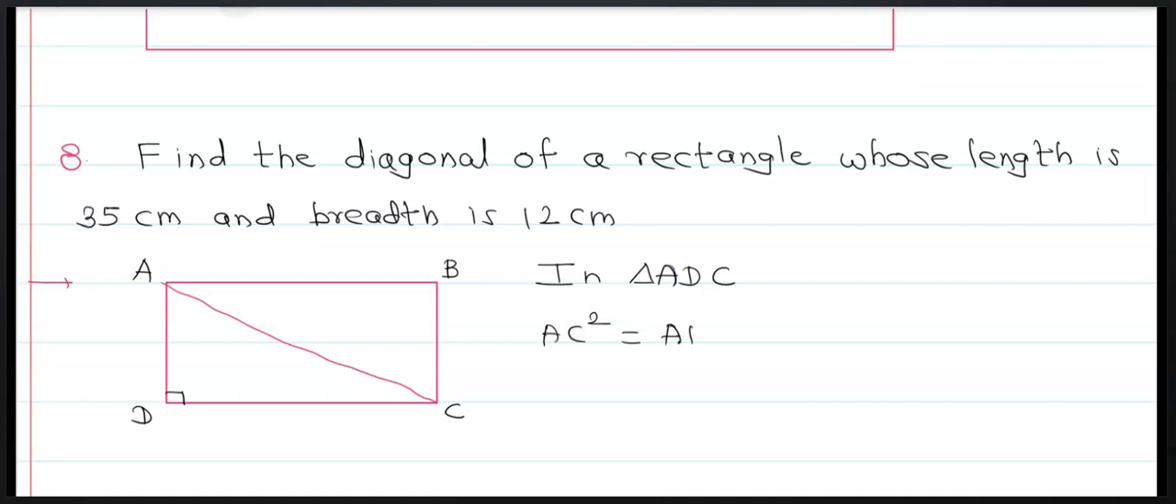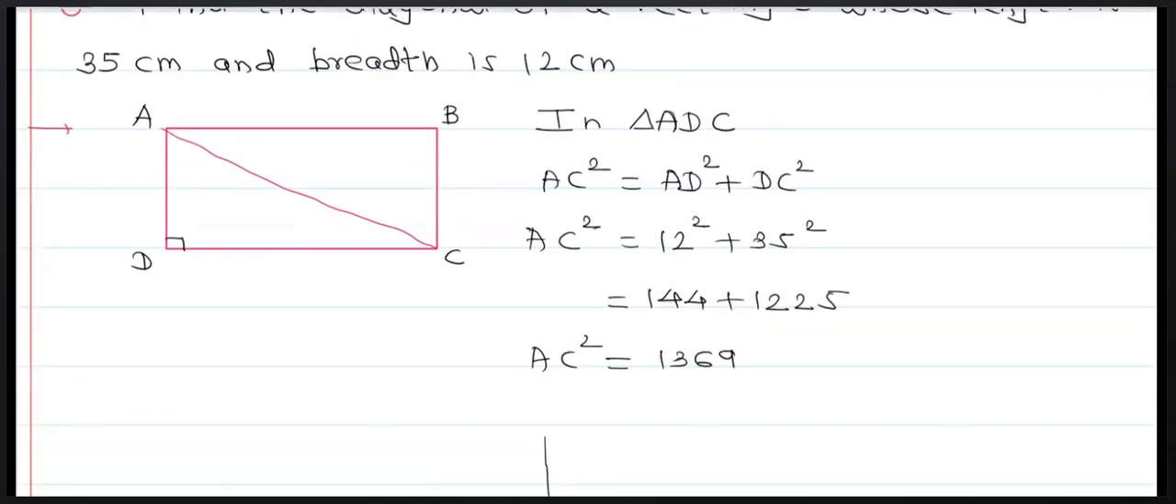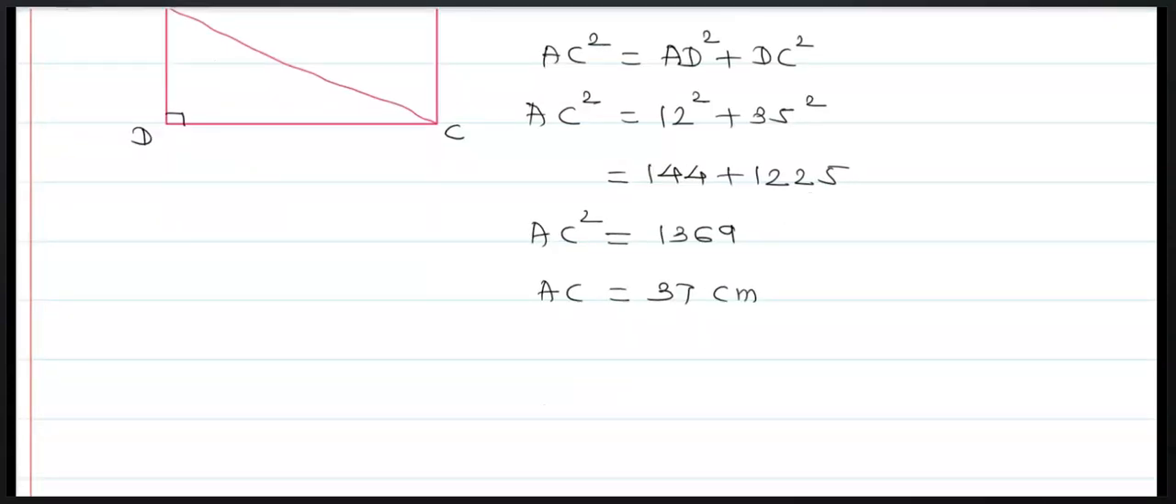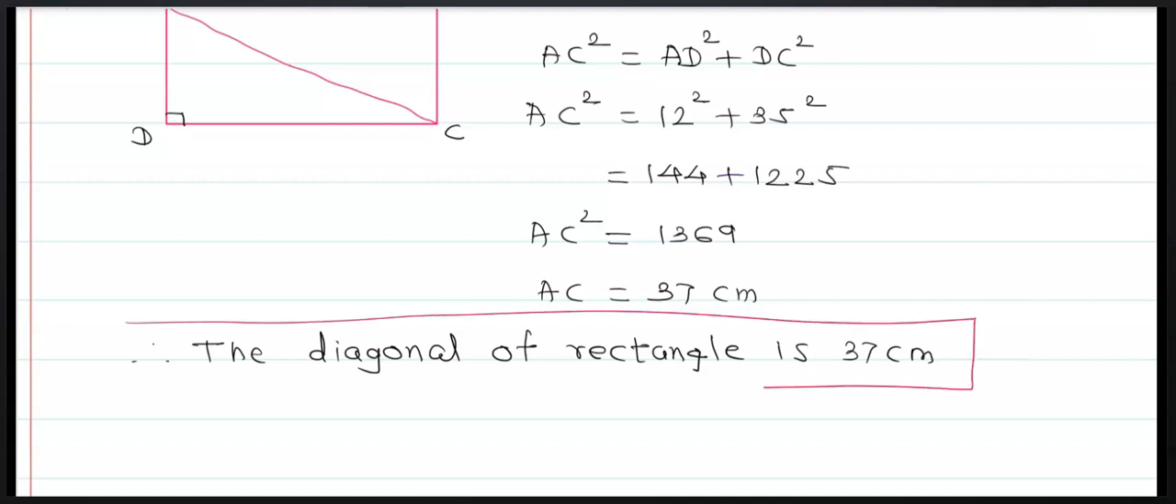Therefore, AC square is equals to AD square plus DC square. Therefore, AC square is equals to 12 square plus 35 square, 144 plus 1225. That square is very simple. Therefore, AC square is equals to 1369. That is, AC is equals to 37 centimeter. This is a very simple question. Therefore, the diagonal of a rectangle is 37 centimeter.